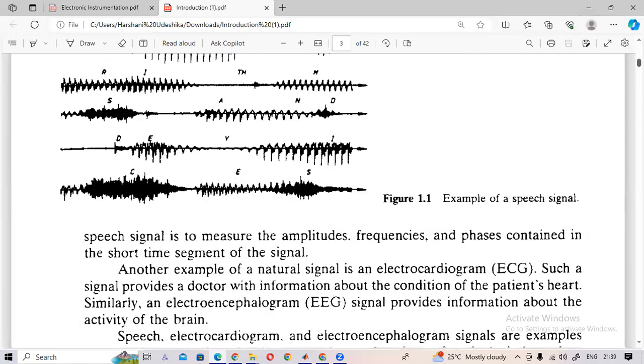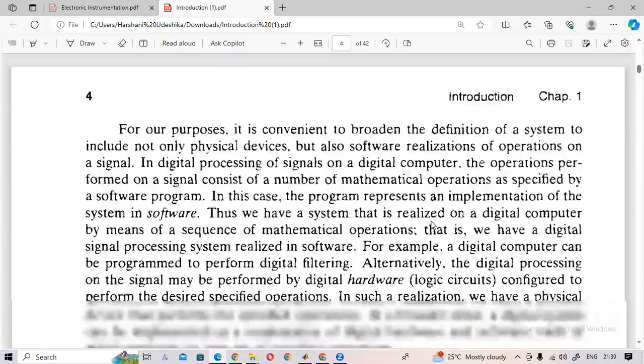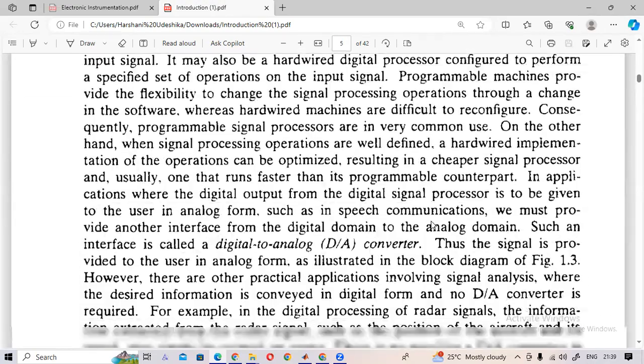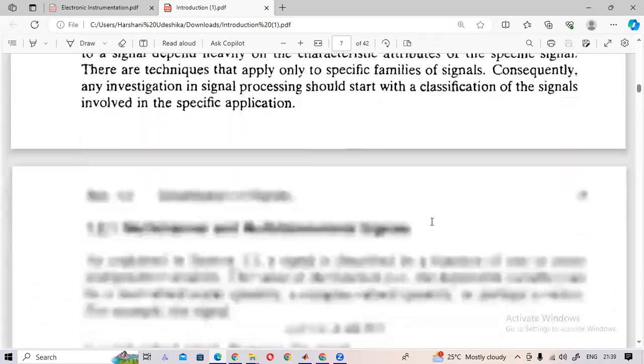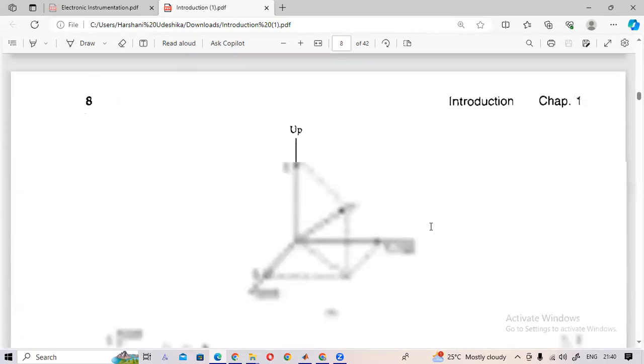Okay, so we will start our session. So I think now we are familiar with the sampling. Okay.